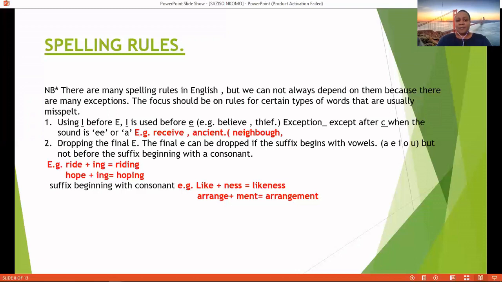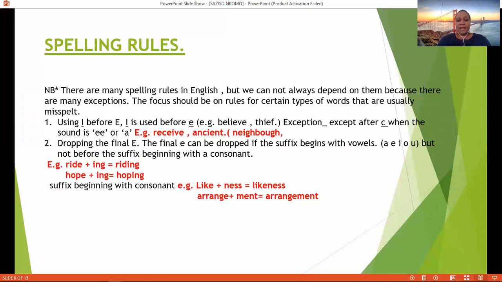When the suffix begins with a vowel, then we will drop the E. Then our word will read riding, as you can see there. Hope also, the final E will drop, because our suffix begins with ing, which is a vowel sound. So the word will be hoping. Where the suffix begins with a consonant, then we will keep our E.